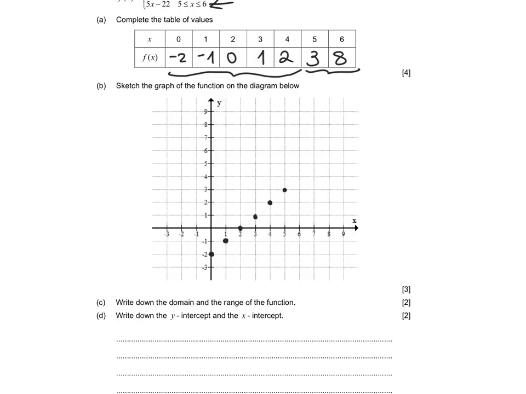So that gets a line. And then we have 6, 8, which gets another line. These are both linear functions, x to the 1. Write down the domain, so that's good from negative 2 to 6. And the range is from negative 2 to 8. And the x and y, so the y-intercept is 0, negative 2, and the x-intercept is 2, 0.